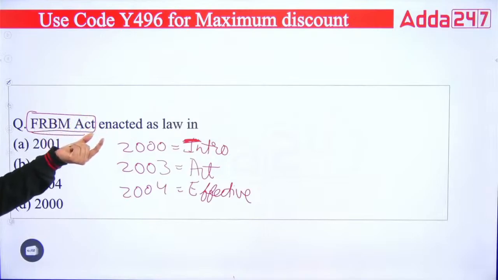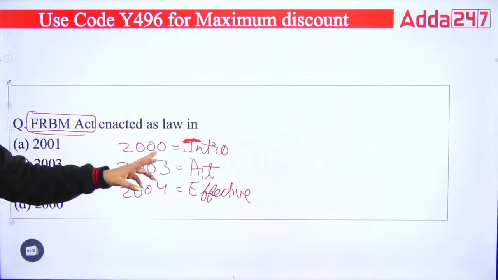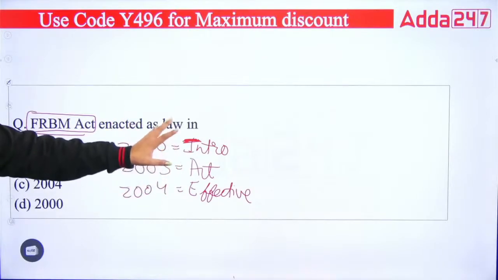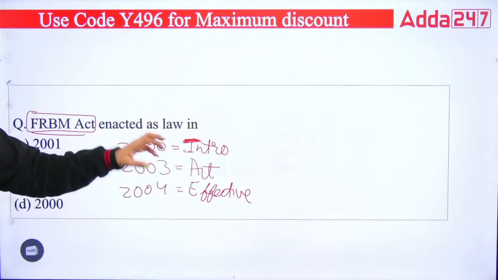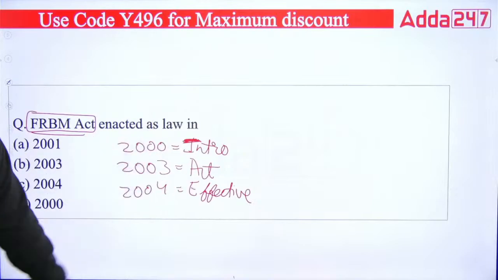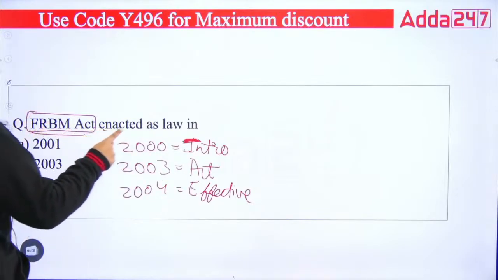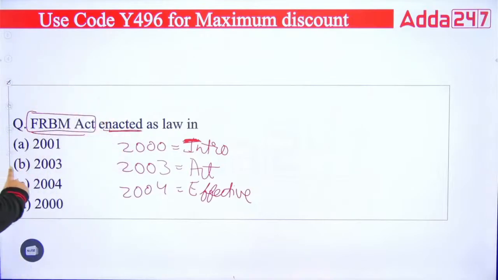Like the first, when we talk about 2000, it was the year when the act was introduced. In the 2000 year, the bill was introduced by Mr. Yashwant Sinha. In 2003, the parliament passed the bill and it was converted to an act. And in 2004, this act became effective. But the question is asking FRBM Act enacted as law in which year? In 2003. It means the right answer will be your B option. That is 2003. I hope clear.